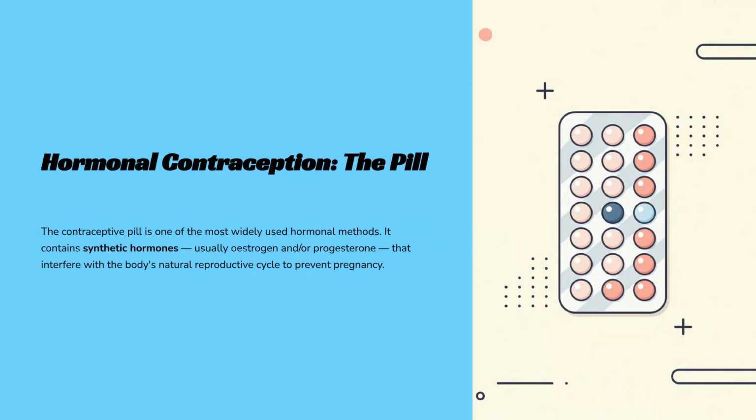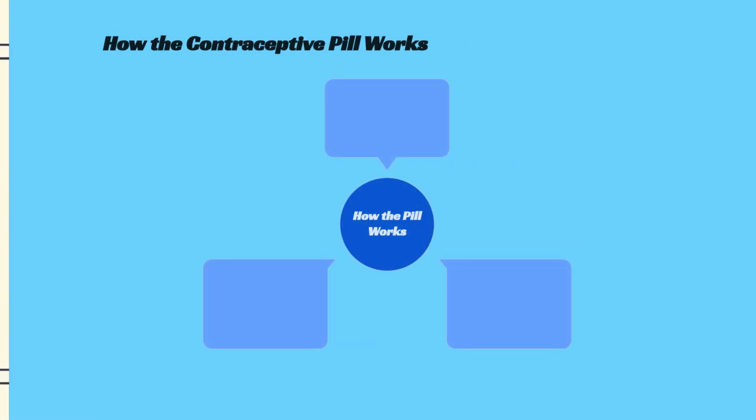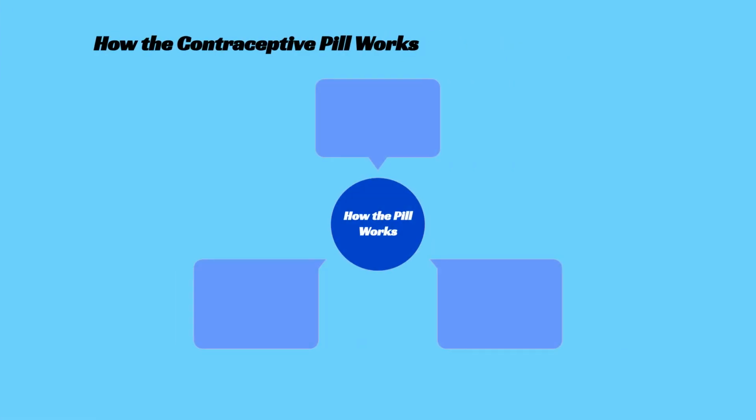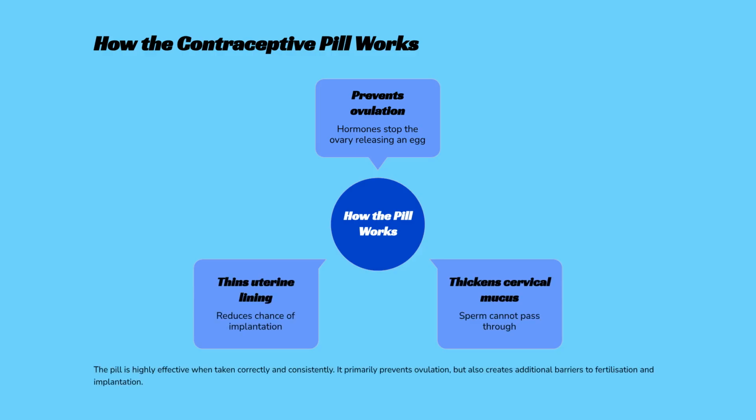The contraceptive pill is one of the most common hormonal methods. It uses synthetic hormones, typically estrogen and progesterone, to interfere with the body's natural reproductive cycle and prevent pregnancy. The pill is highly effective when taken consistently. It works primarily by preventing ovulation, while also thickening cervical mucus to block sperm and thinning the uterine lining to reduce the chance of implantation.